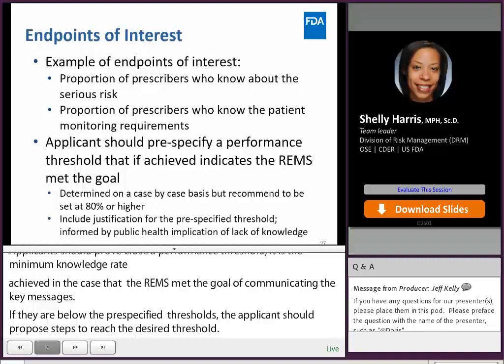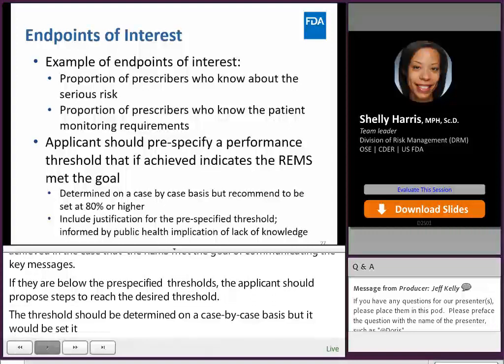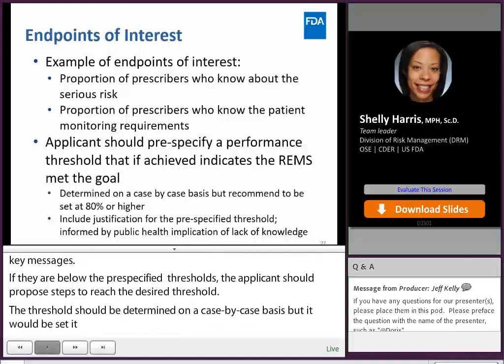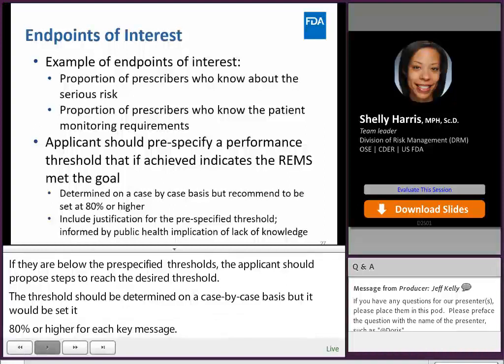The applicants should provide justification for the threshold that is informed by the public health implication of a lack of knowledge of the REMS key messages. This may depend on the indication, the severity and prevalence of the safety concerns, and the target population.